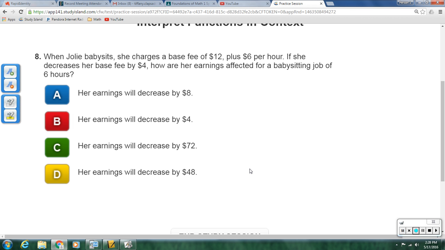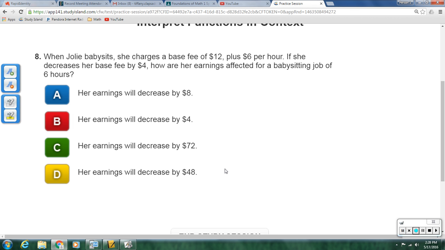So now she's going to say, all right, you know what? You're complaining. I'll give you a base fee of $4. So now instead of 12, her base fee is 4. So she's still getting $6 an hour, right? So 6 times 6 is 36. But 36 plus 4 is 40. So up here she charged 48, down here she charged 40.